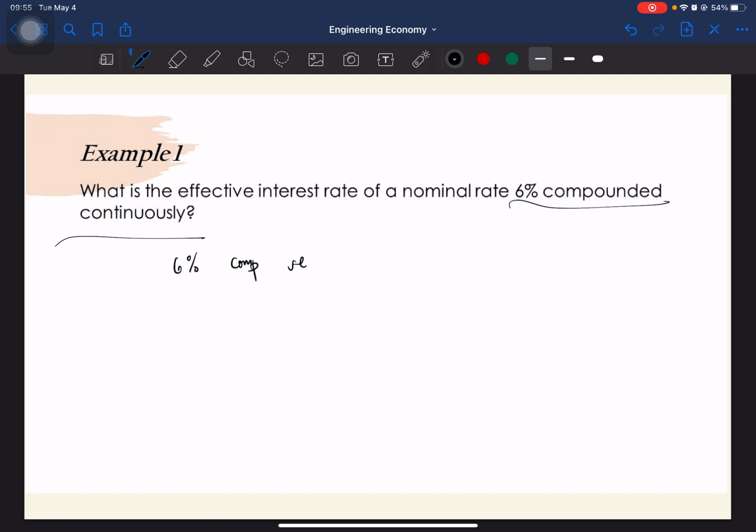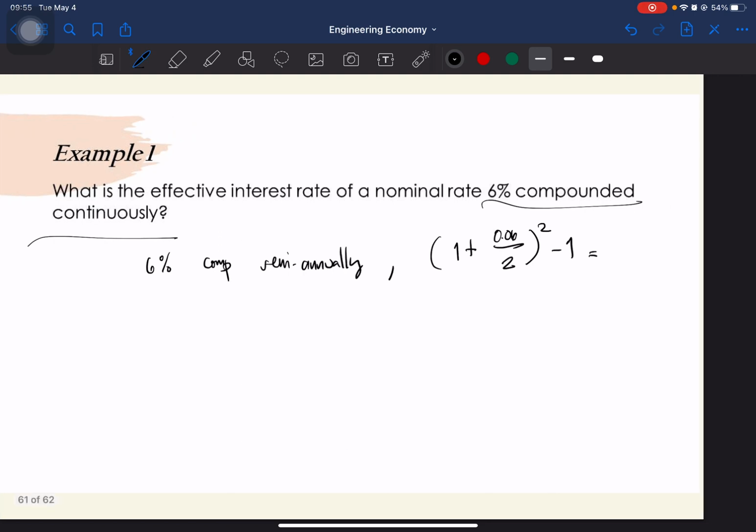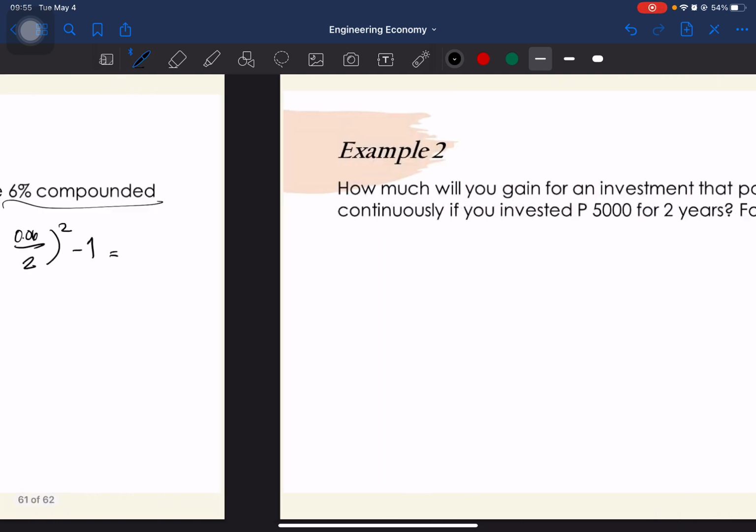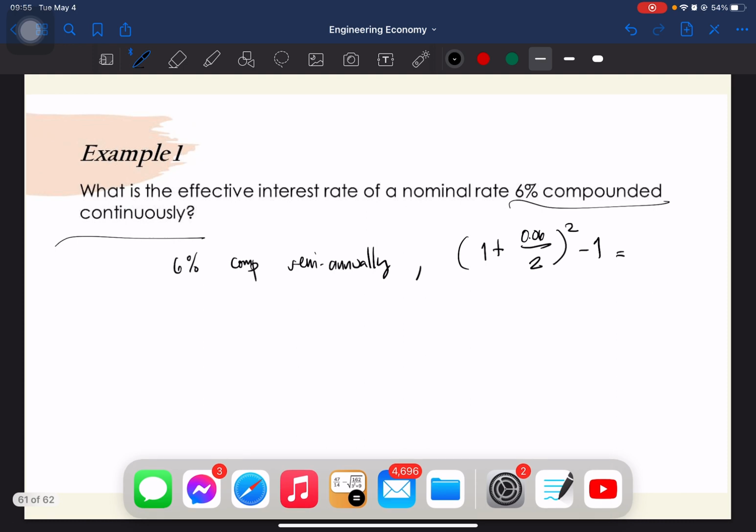compounded semi-annually, ano magiging effect yan sa isang taon? Diba ano yun? 1 plus R over M. Tama ba? R over M raised to M minus 1. Anong effect niya sa isang taon? Oops, sorry. Wala yung calculator ko.